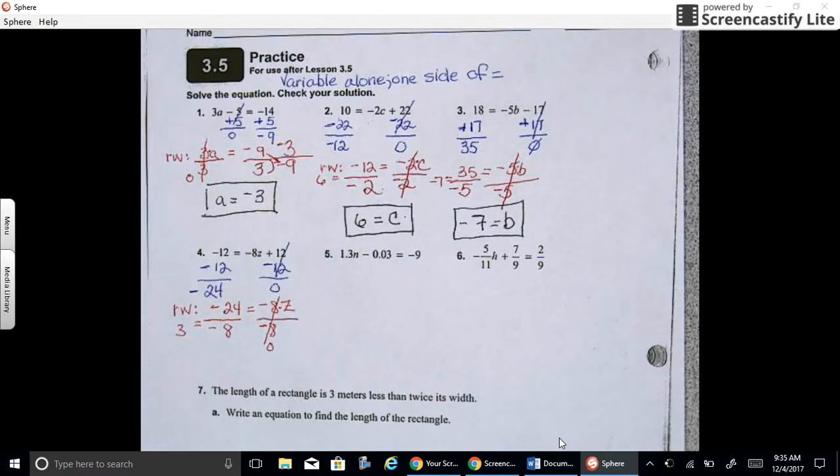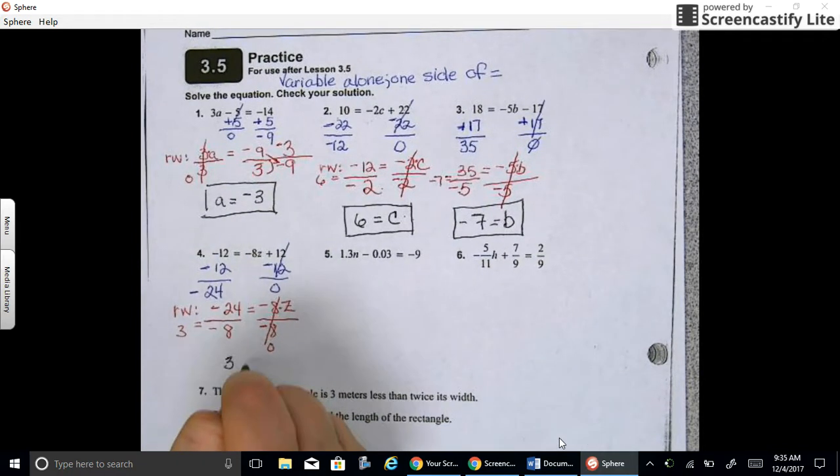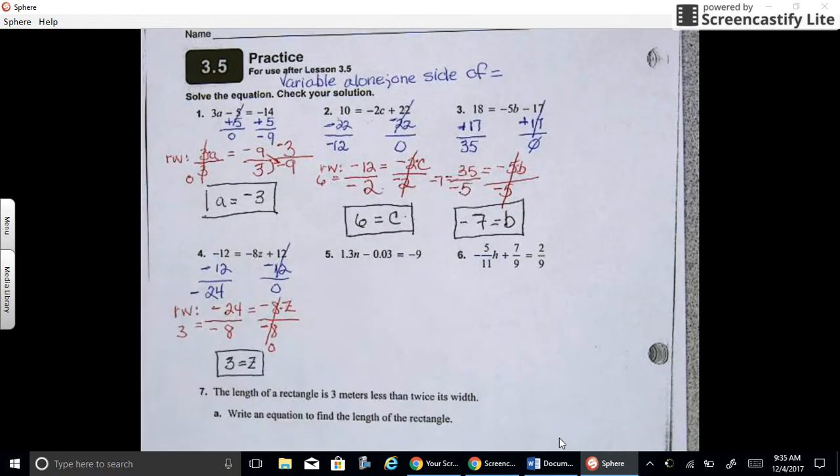So now I'm going to rewrite what I have left. And what I have left is 3 equals z. And I'm going to box it out because that's my final answer. Wait, z equals 3? Yep, 3. Make sure you're taking these notes.